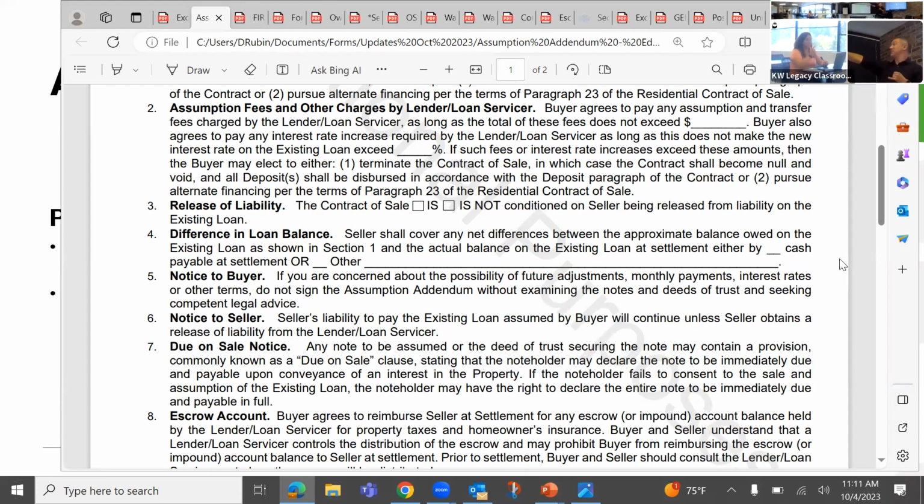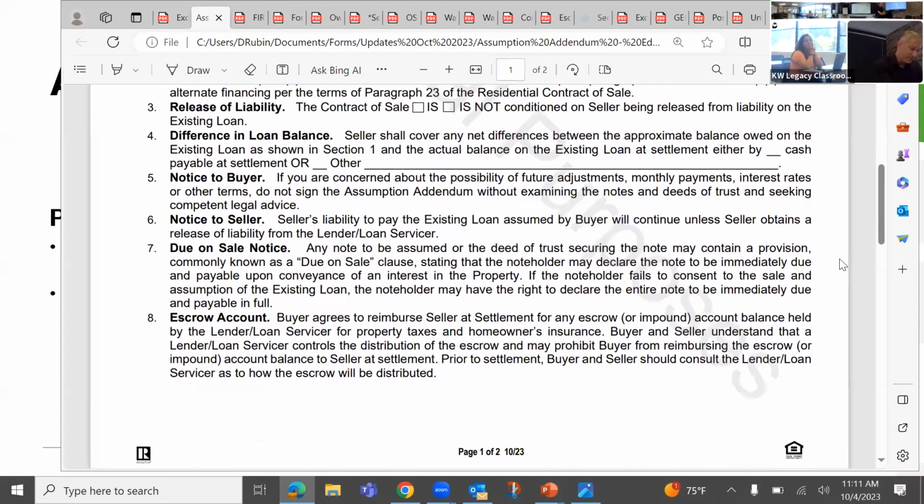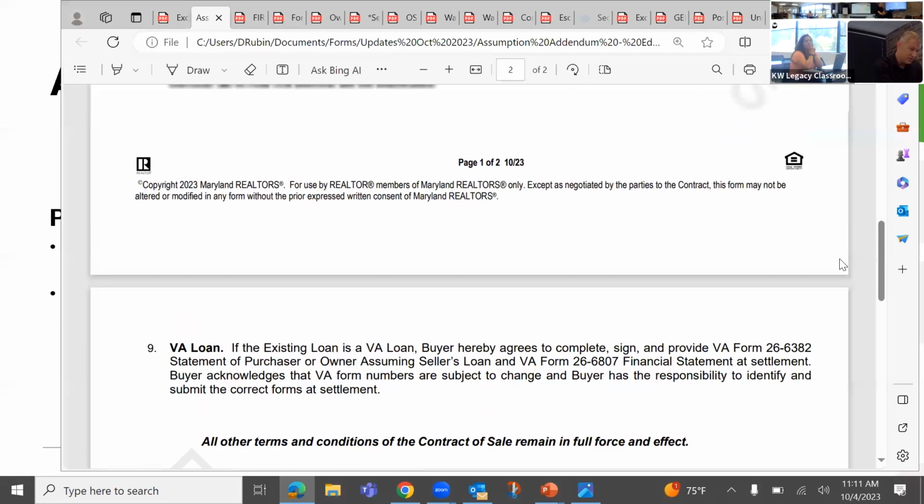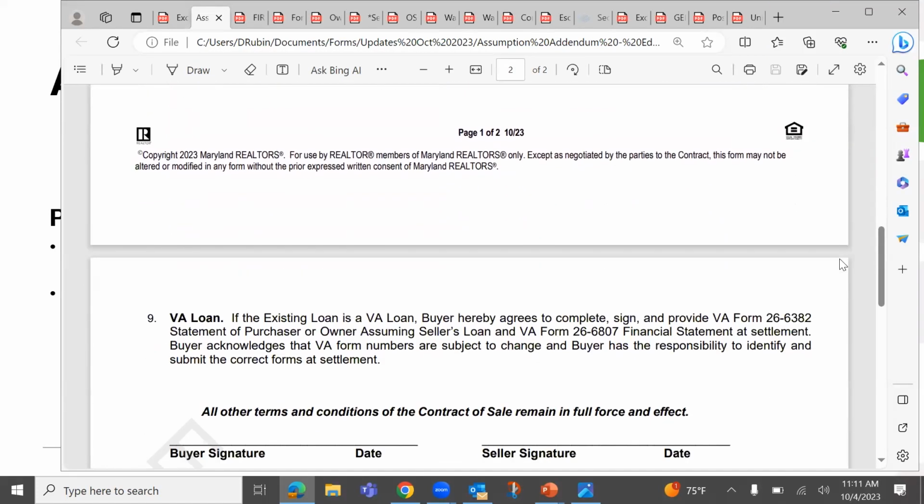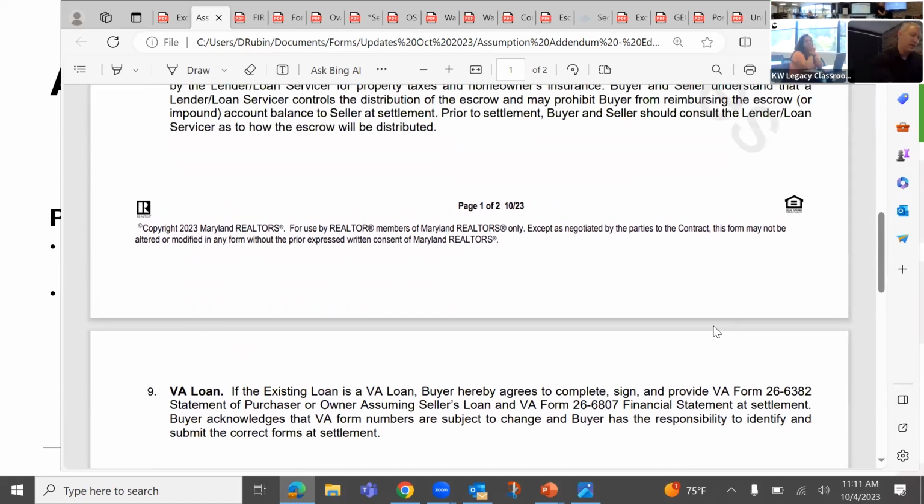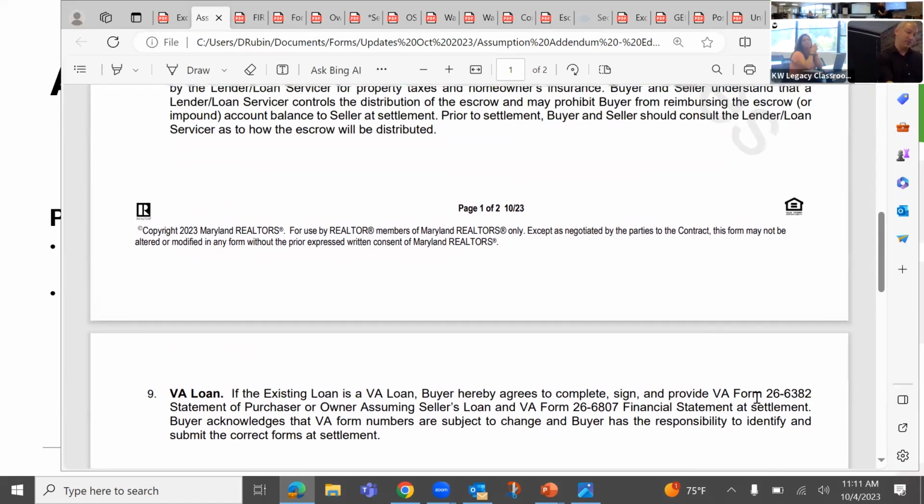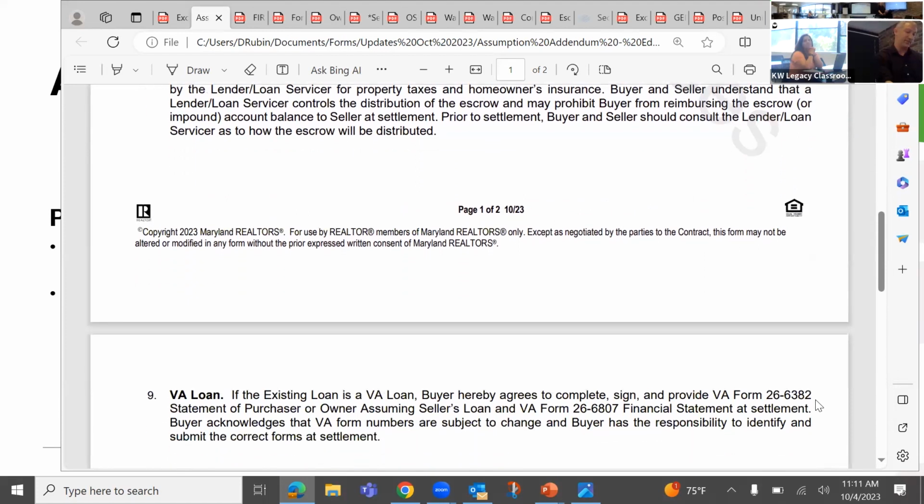So it may be clever for a seller to say the contract is conditional on the seller being released from liability on the existing loan. So if I'm giving this loan to the buyer, I want out personally. If there's a difference in the loan balance, the seller may need to bring that up. And my favorite part: if it's a VA loan, there are certain forms that have to be used. So this just sets that forth.